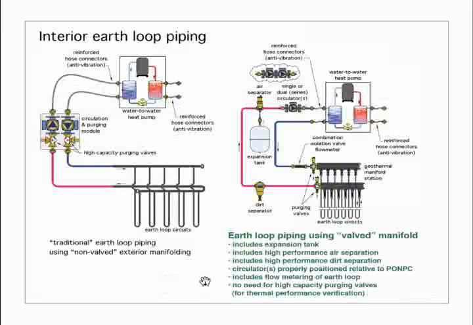Yeah, this is an interesting slide. Over on the left, here's a traditional North American earth loop setup where we've got that circulation module with the purging valves. We have a non-valved earth loop with parallel circuits, and then we have the heat pump up at the top. Over on the right is the approach using a geothermal manifold. And you'll see several differences besides the use of the manifold.